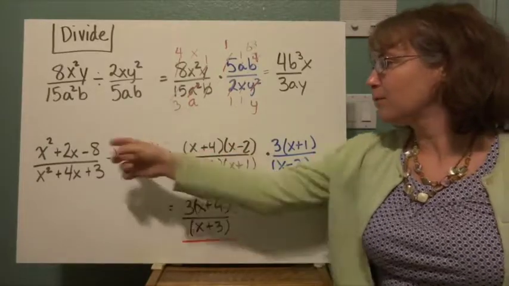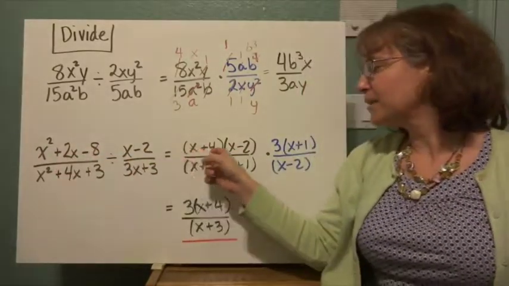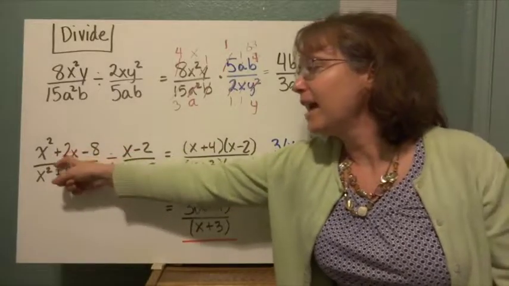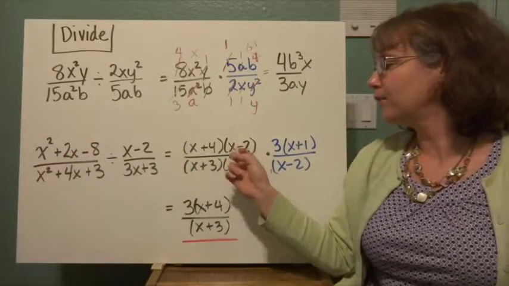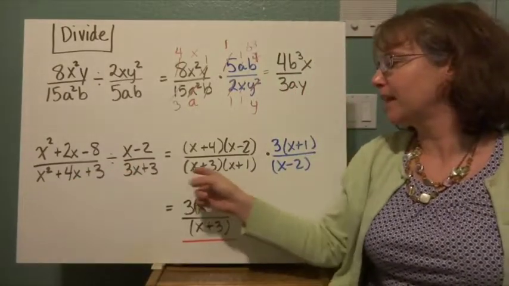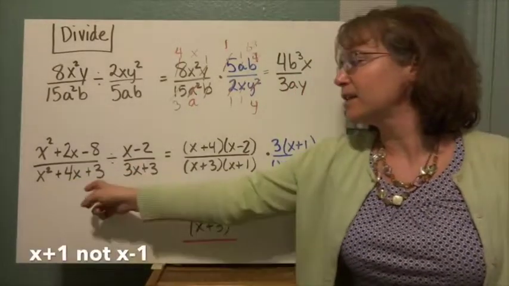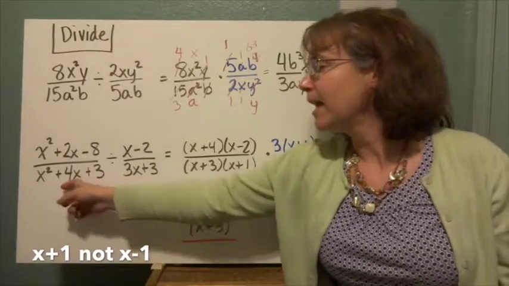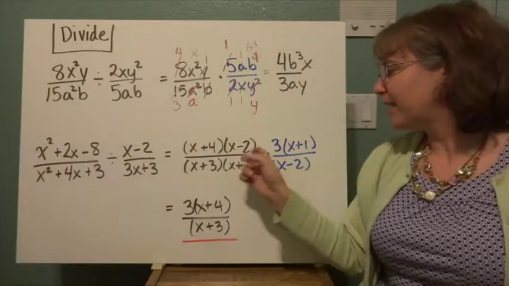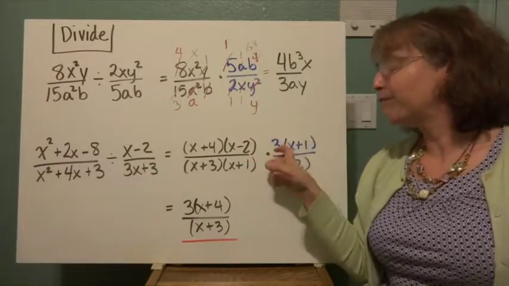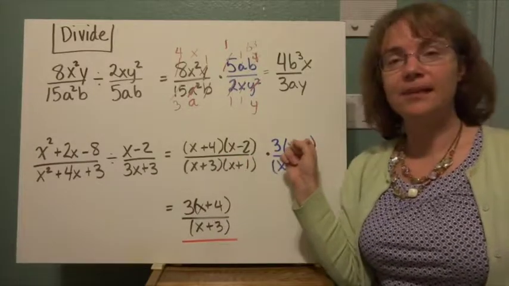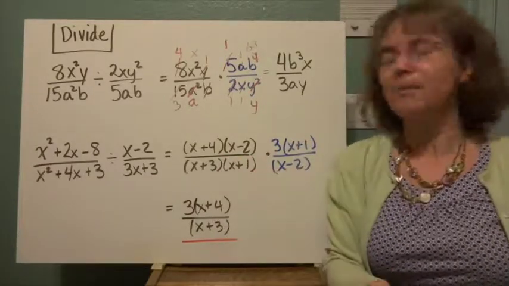So I have x plus 4, factoring this. I have x plus 4 times x minus 2, multiplying together to give you negative 8, adding together to give you a positive 2. The bottom one, going ahead and factoring that, I have x plus 3, x minus 1, multiplying to give you 3, adding together to give you that 4x. And then this one, I flipped the fraction and then factored out a 3. That's the greatest common factor here. So that's just 3 times x plus 1, and then x minus 2.